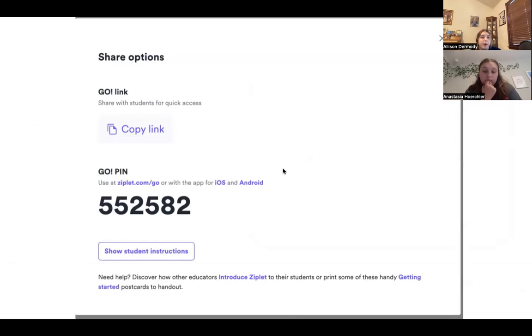Then this code is going to pop up. You can put it on your whiteboard so the students can see the code, or you can send it to them. You can email it to them.